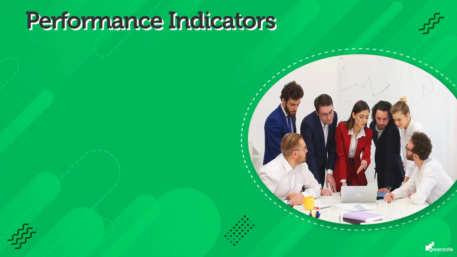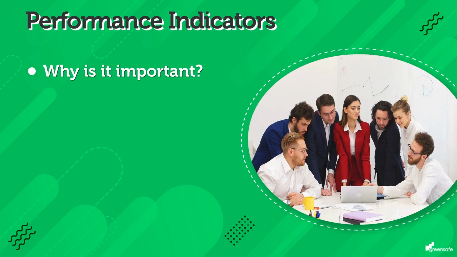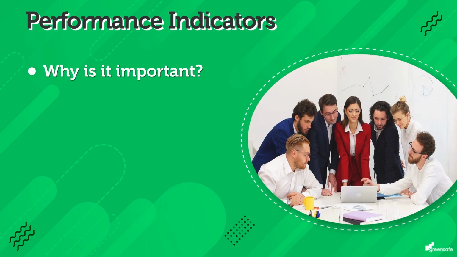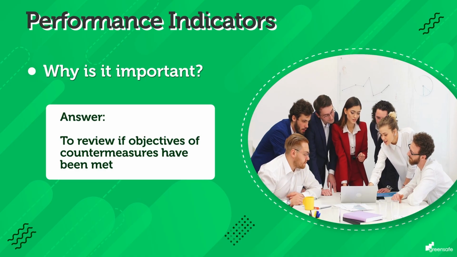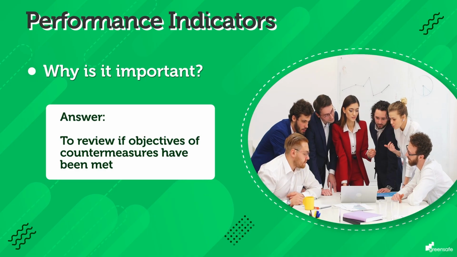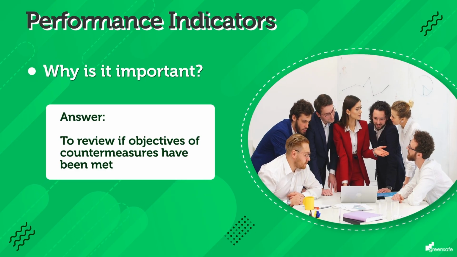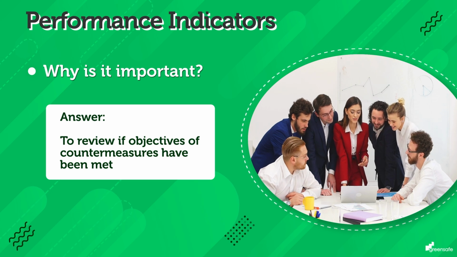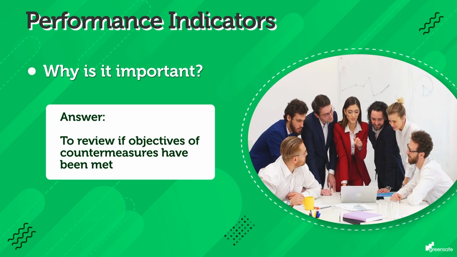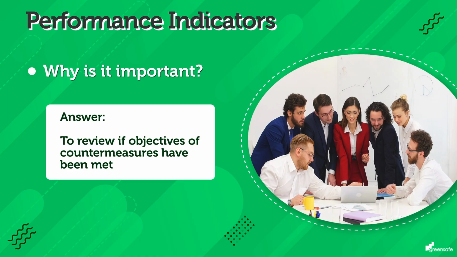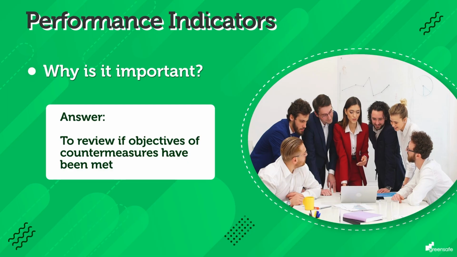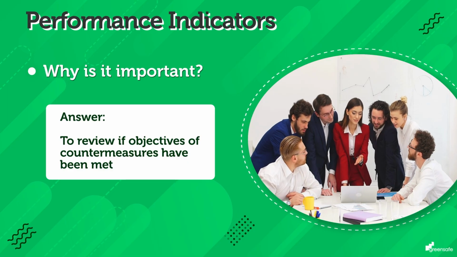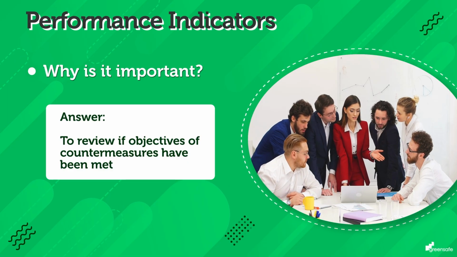Before we start on the report, can you still remember why WSH performance indicators are important? That's right. They are used to review if objectives of countermeasures have been met. As part of the plan, do, check, action management process, they measure the organization's WSH performance against its set targets. Let's look at the different types of performance monitoring records in detail.